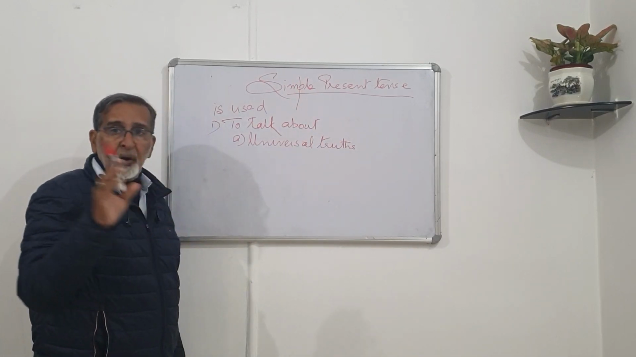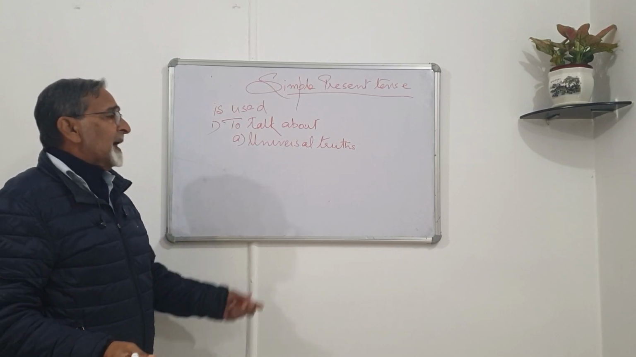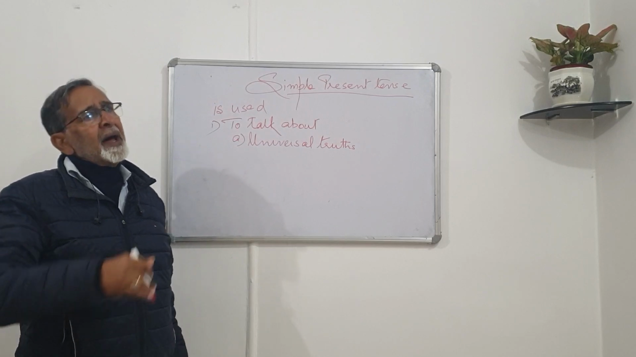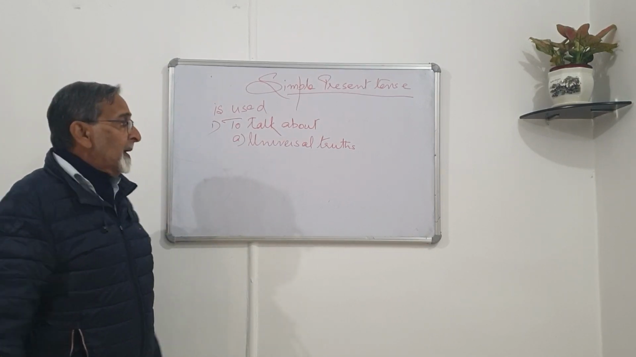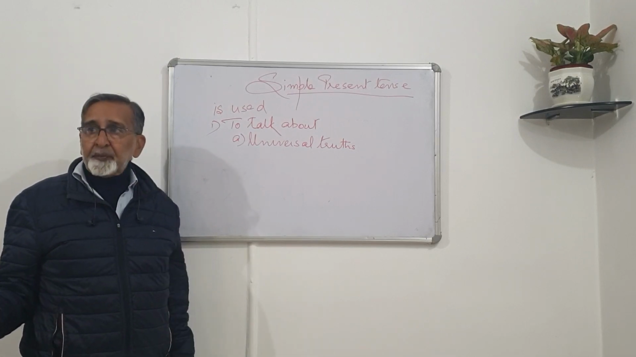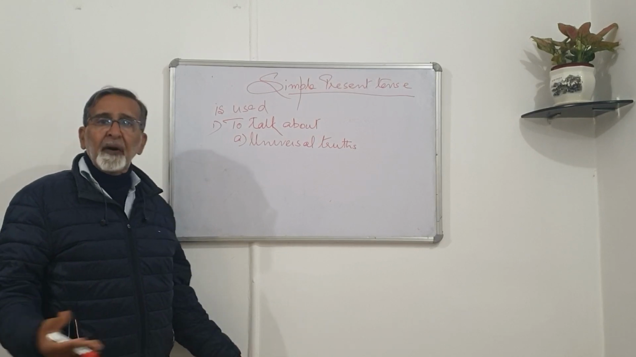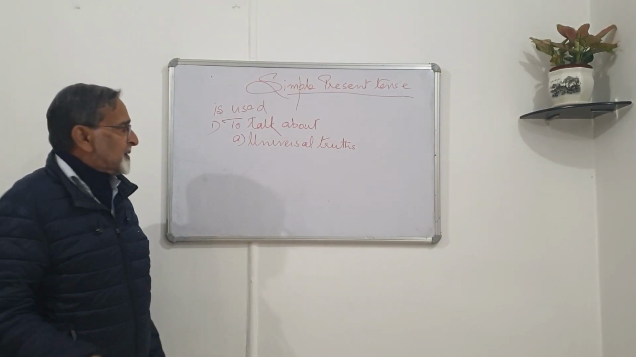Universal truths. Do you know what universal truths are? Universal truths are things that have been continuing for ages, for thousands of years, and are assumed to continue for the next thousands of years. Like the sun gives heat and light to the earth, the moon revolves around the earth. So these are universal truths.